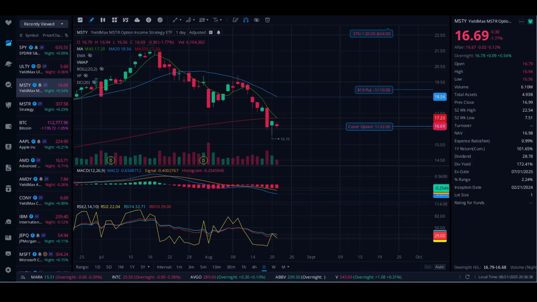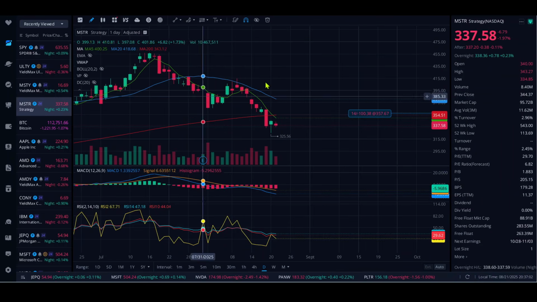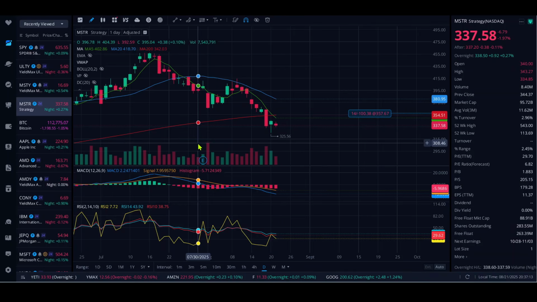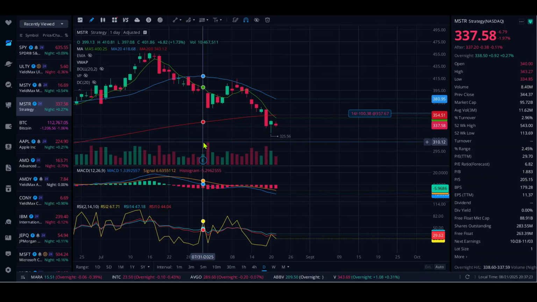But as you can see here, just a quick update, MSTY is down 1.77%, sitting at 16.69 for the close on Thursday here. MSTR is down 1.97%, sitting at 337.58. And a lot of it is due to the fact that the markets have just really come down a good bit here in the last few days, right?